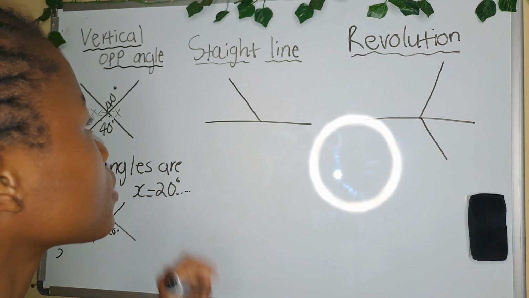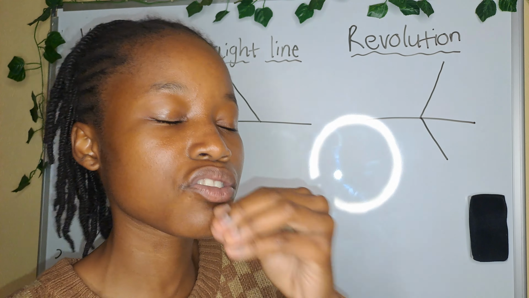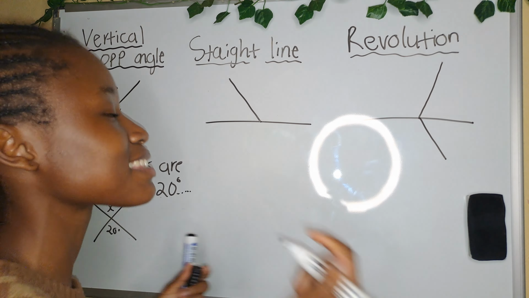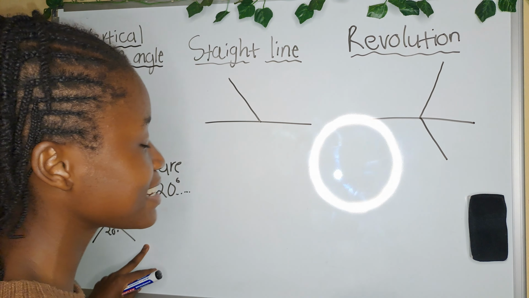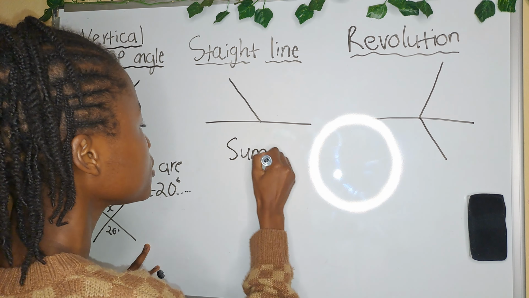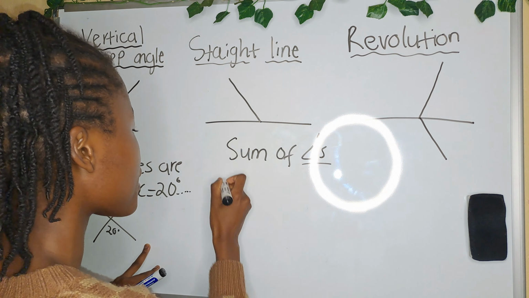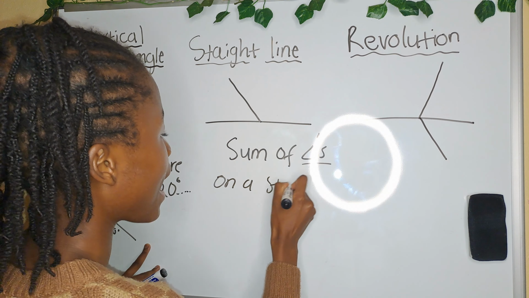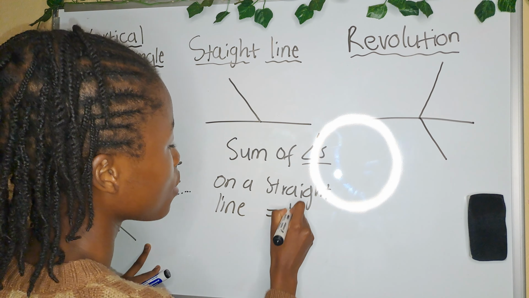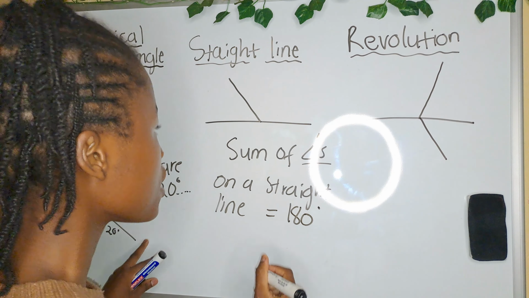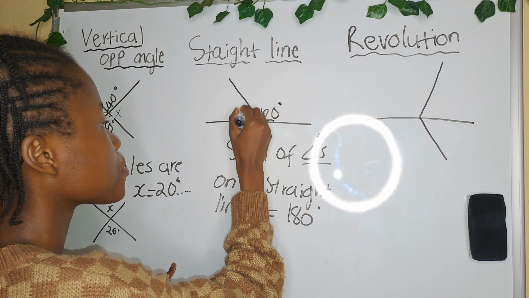Okay, now let us look at the straight line. Another thing that you need to know about straight lines, and which is really important, is that the sum of angles in a straight line add up to 180 degrees. So sum of angles, this actually means angles, for those who don't know, sum of angles on a straight line is equal to 180 degrees.